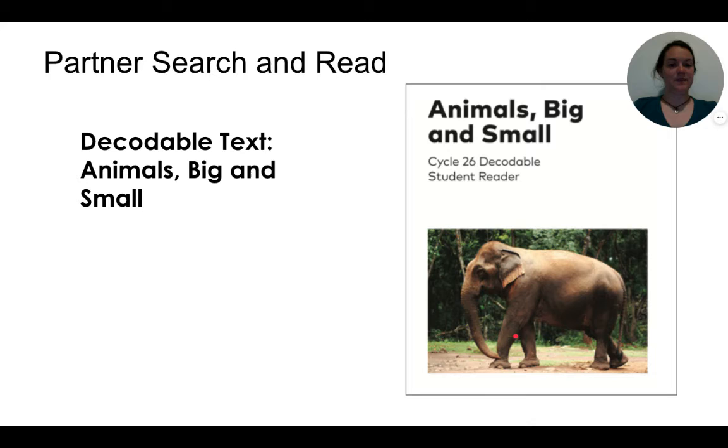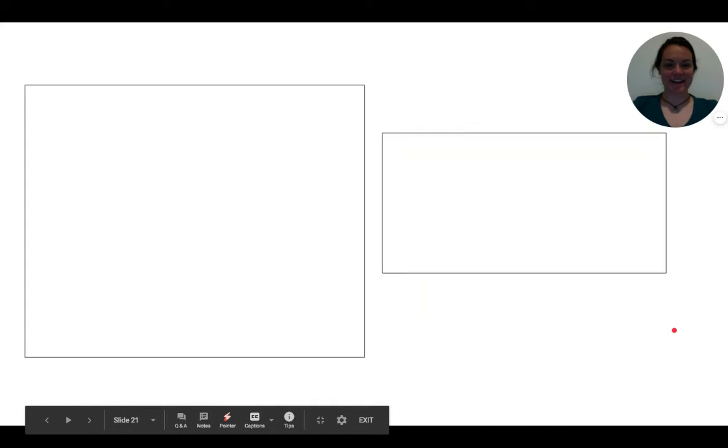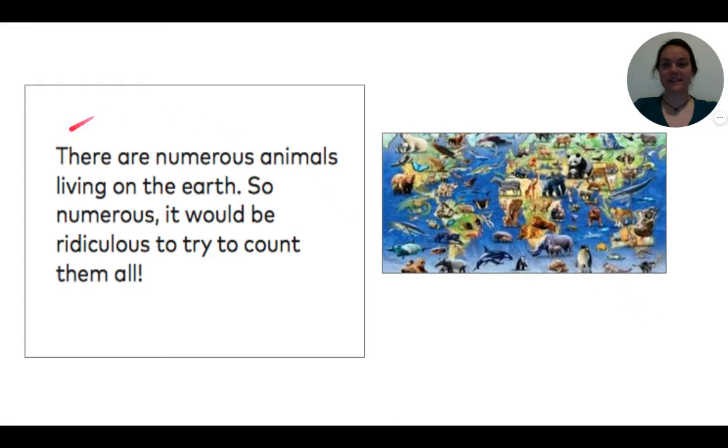What is this animal called? An elephant. Good. All right. Ready? Look at this. We notice that it's a capital letter, so I know that this is going to be the beginning of a sentence. There are numerous animals living on the earth. So numerous, it would be ridiculous to try and count them all. Look, I see an O-U-S ending.